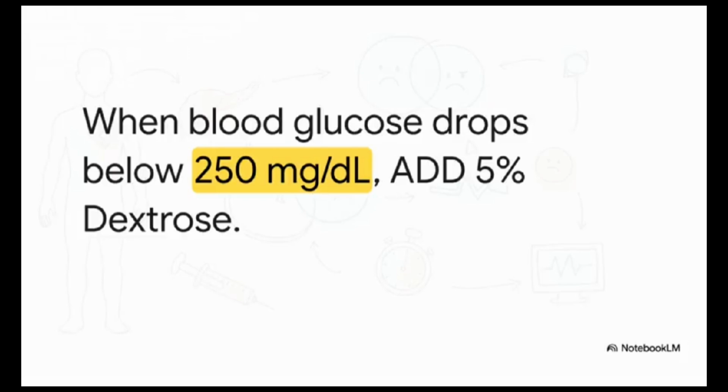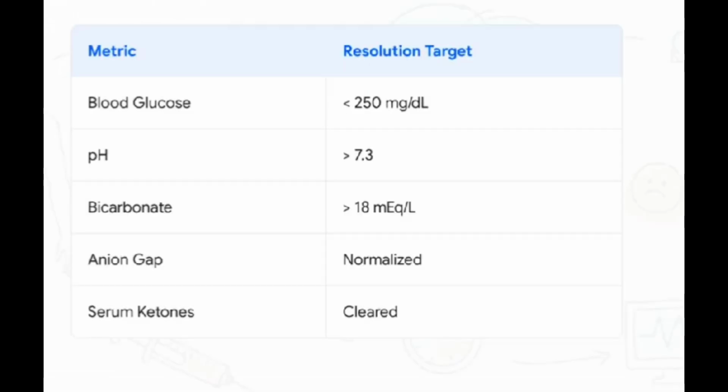Urinary ketones may remain positive for an extended period, so treatment decisions should be based primarily on serum ketones, pH, bicarbonate level, and closure of the anion gap. DKA is considered resolved when the blood glucose is controlled below 250 mg per dl, pH is greater than 7.3, bicarbonate more than 18 milliequivalent per liter, the anion gap becomes normalized, serum ketones become negative, and the patient is alert and able to eat. Once DKA is resolved, the patient can be transitioned to subcutaneous insulin and transferred to the ward for ongoing care.